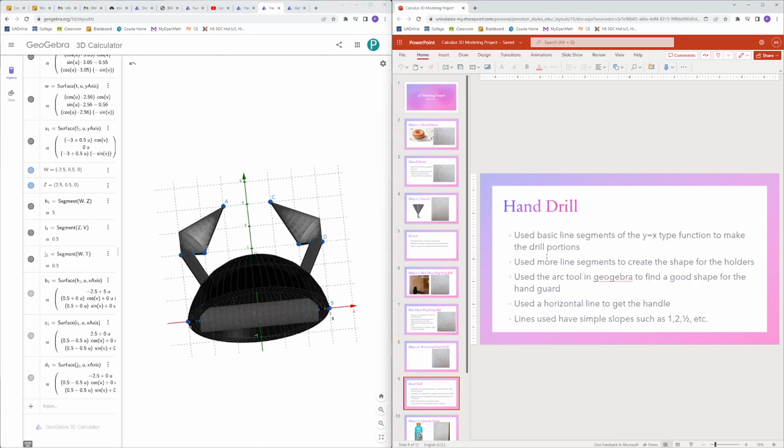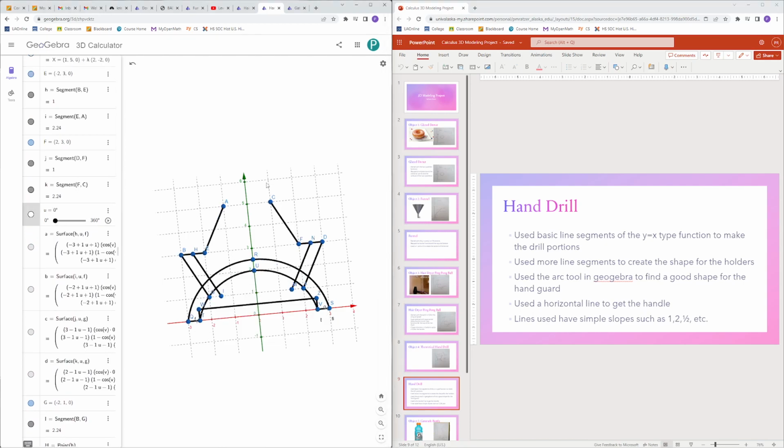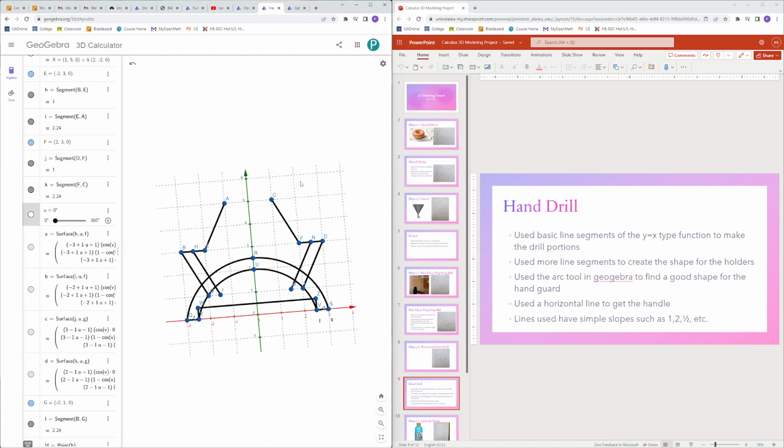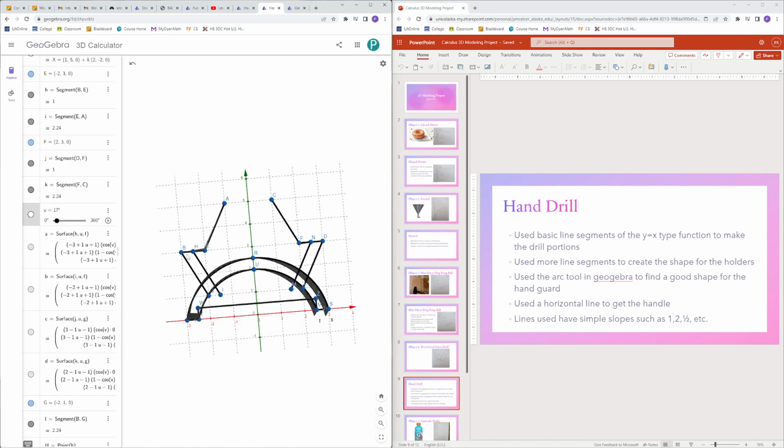So the way I did this, I used basic line segments. For here, I used basic y equals x functions. This is a slope of -2, I believe, and this is a slope of 2. So that's for the original line of the drill. And then there's a line here for the bottom of the drill, which is just a horizontal line.